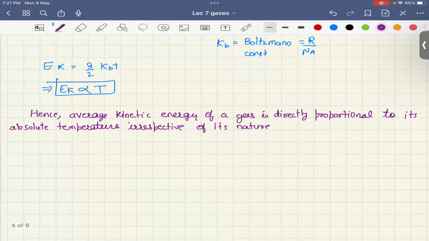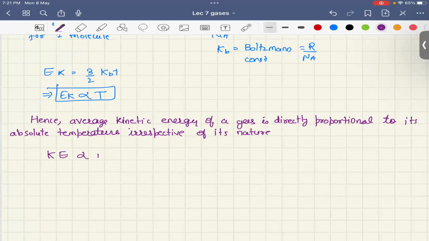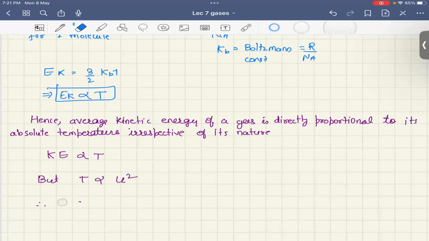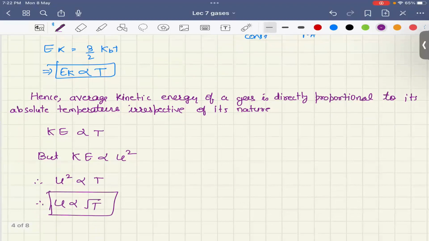Now, since we know that kinetic energy is proportional to temperature, and kinetic energy is also proportional to the square of the root mean square velocity, therefore u square is proportional to T. Therefore, u is proportional to root T. This is also one of the most important results.